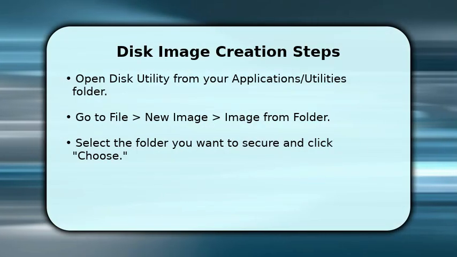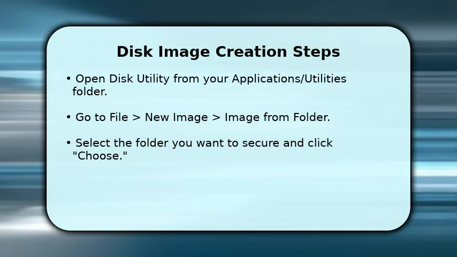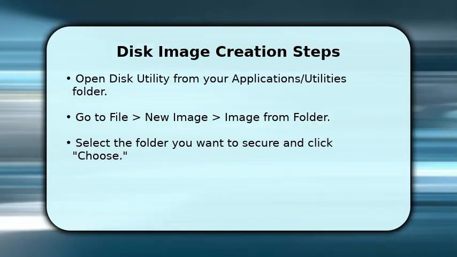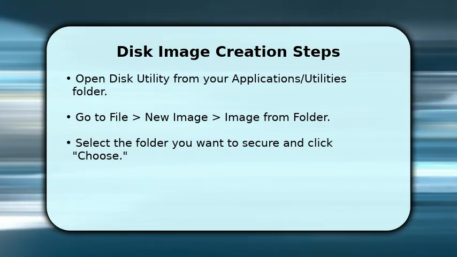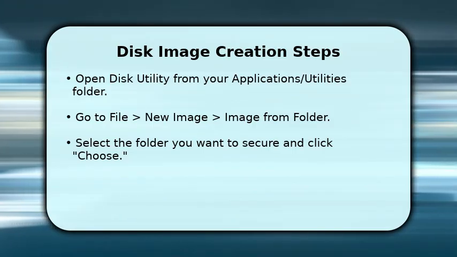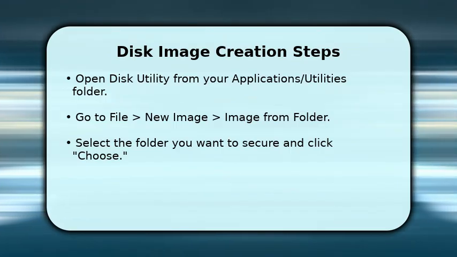To create your encrypted disk image, navigate to Disk Utility. Once open, go to the File menu, select New Image, and then Image from Folder. Browse to and select the specific folder you wish to secure. After selecting, you'll be prompted to name your new disk image and choose where to save it. Remember, this image will contain all the files from your chosen folder, securely encrypted.